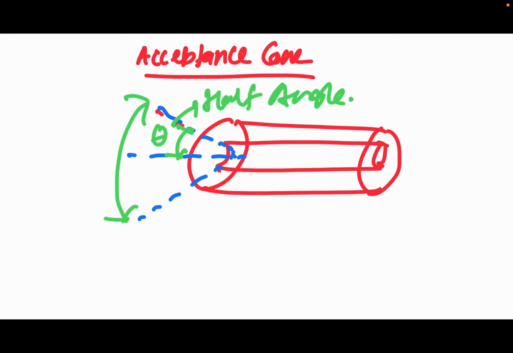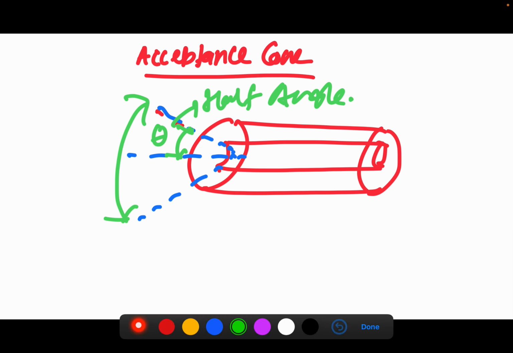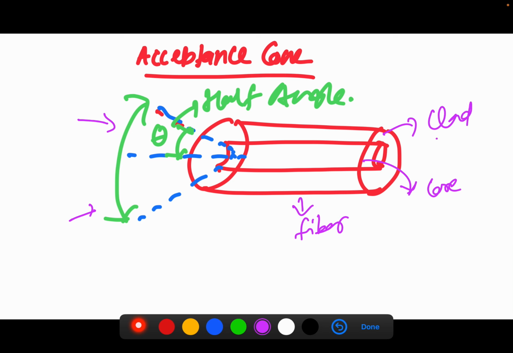In this session, we will learn about something called the acceptance cone. Acceptance cone is defined as the angular range at which the light is entering onto this fiber, where we have a core, and this is the core medium, and this is your outer clad.